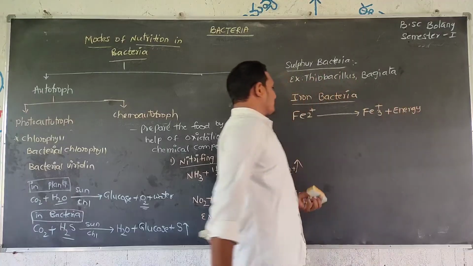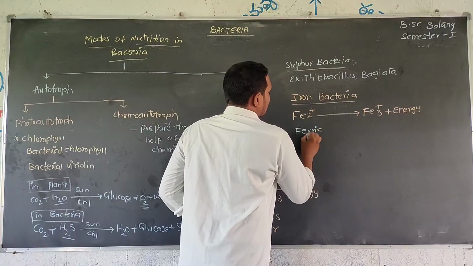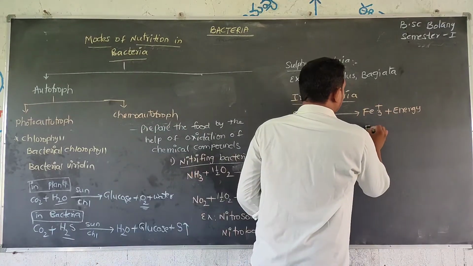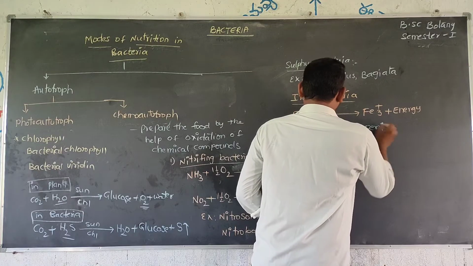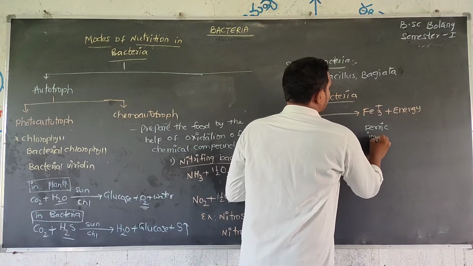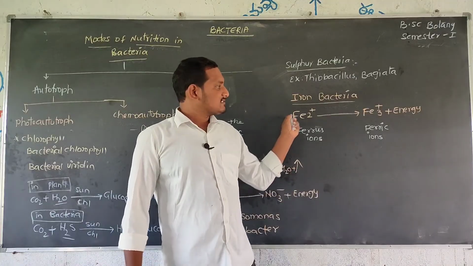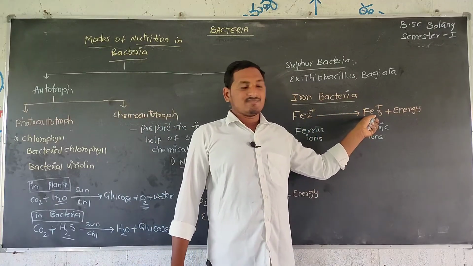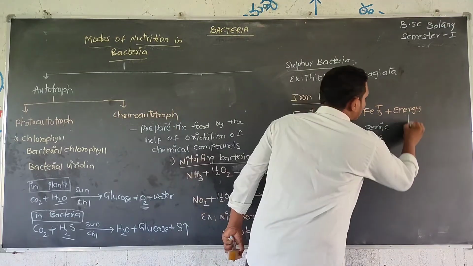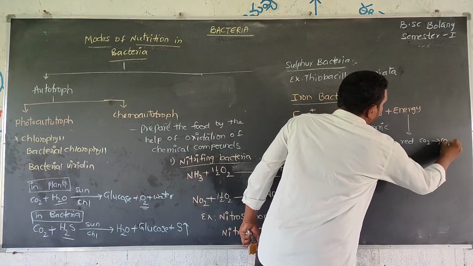Ferrous ions are changed into ferric ions and this energy is released. Ferrous ions are changed into ferric ions and release energy. And this energy is used for reduction of carbon dioxide into carbohydrates.